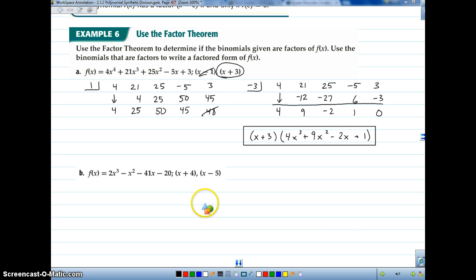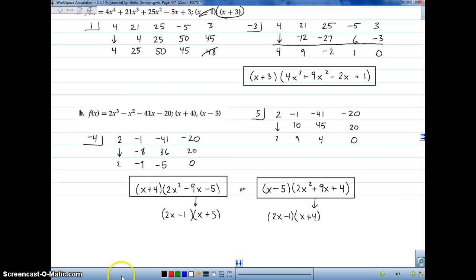Okay, try B on your own. Okay, so here's the answer to B. Both of the factors actually were factors of the polynomial. So you should have gotten the remainder 0 regardless of which one you picked.